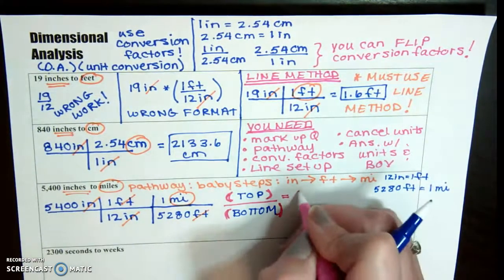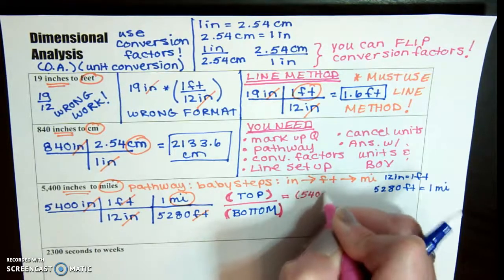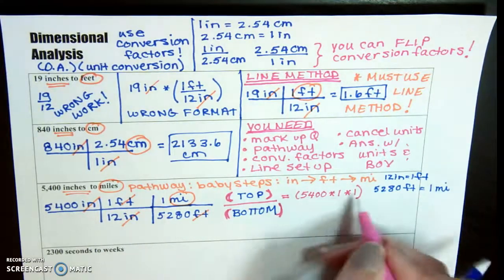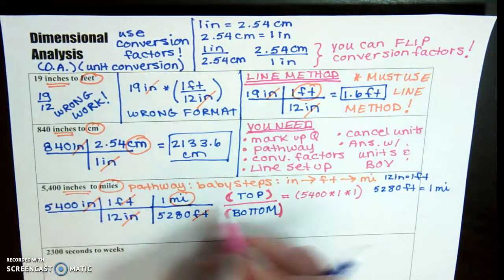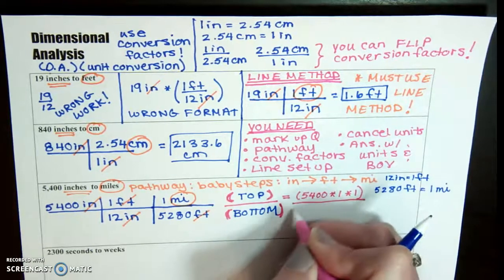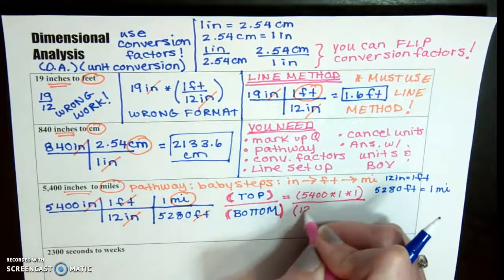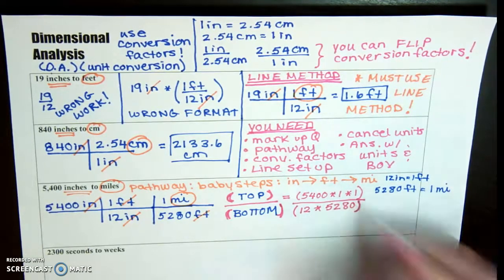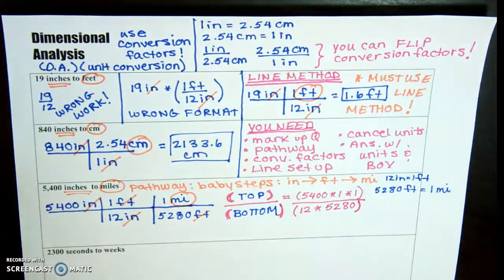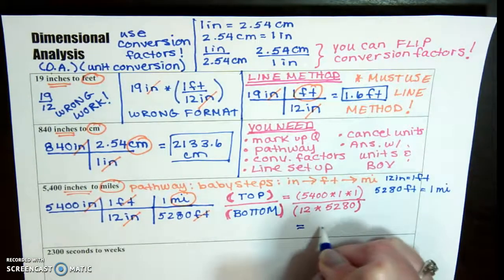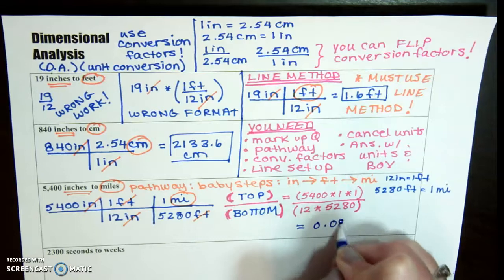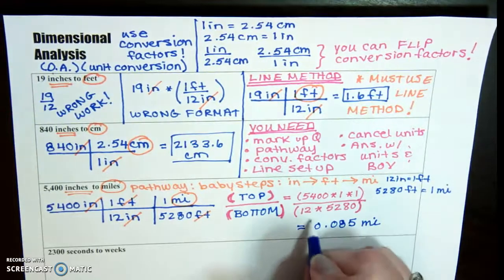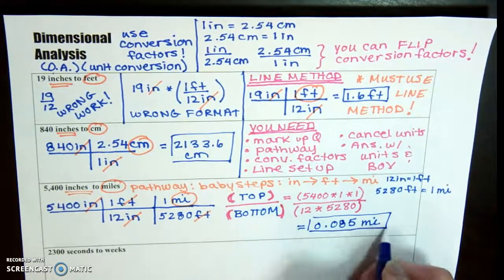So what this would look like is 5,400 times 1. I know in your calculator that's a little silly, but that is what we're doing. Everything on the top divided by everything on the bottom. So 12 inches and then the 5,280. Close your parentheses. If you do that correctly, you should end up with 0.085 miles. Answer, unit in a box.